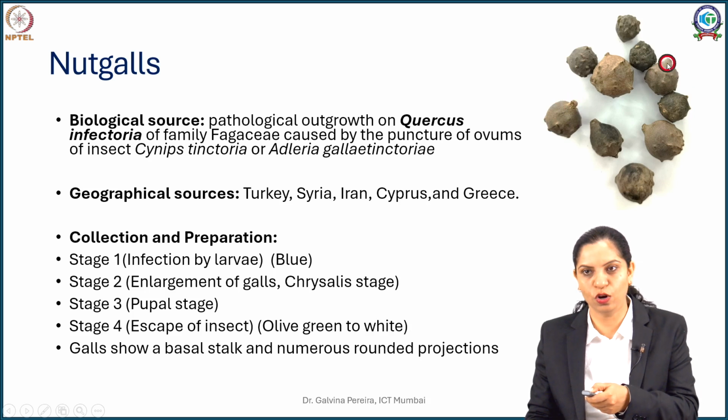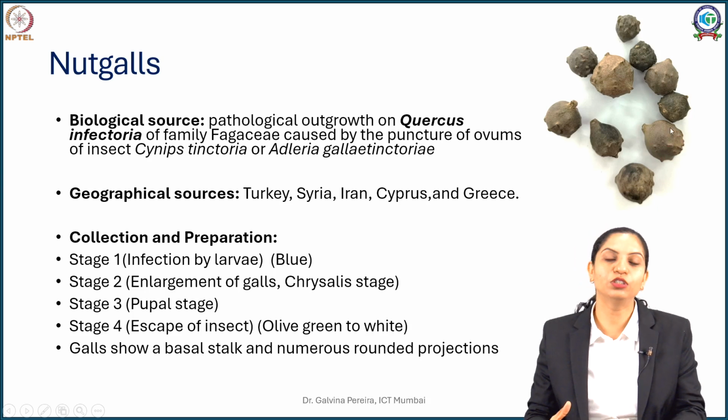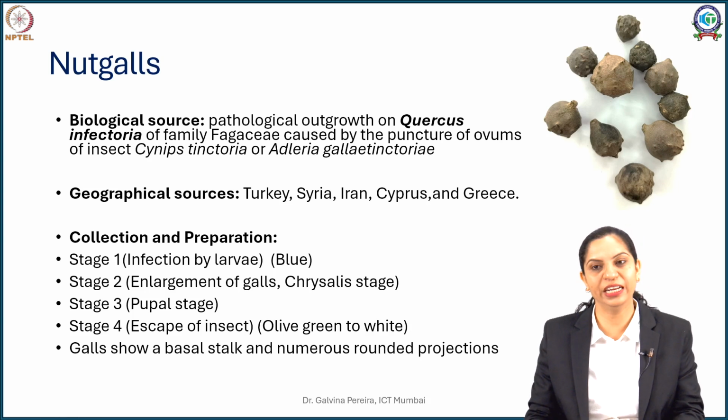You can see some stalk here. So there's the stalk region, these are all stalk regions, and then you can see numerous circular projections. So here the irregular outgrowth starts of the tumor. All in all, if you see Quercus infectoria galls, they are generally circular in nature.